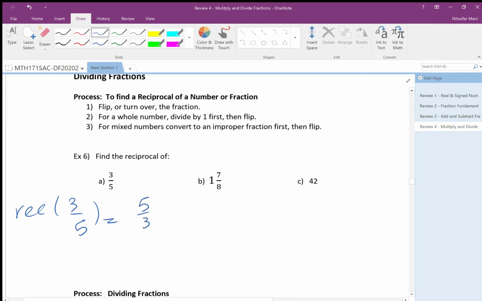What is the reciprocal of b? If you see a mixed fraction first, so the reciprocal of 1 7/8 is not 1 8/7. That's another mistake I see sometimes. Okay, so the reciprocal of 1 7/8 is, you have to change the number to improper. So it's the reciprocal of 15/8, which is 8/15.